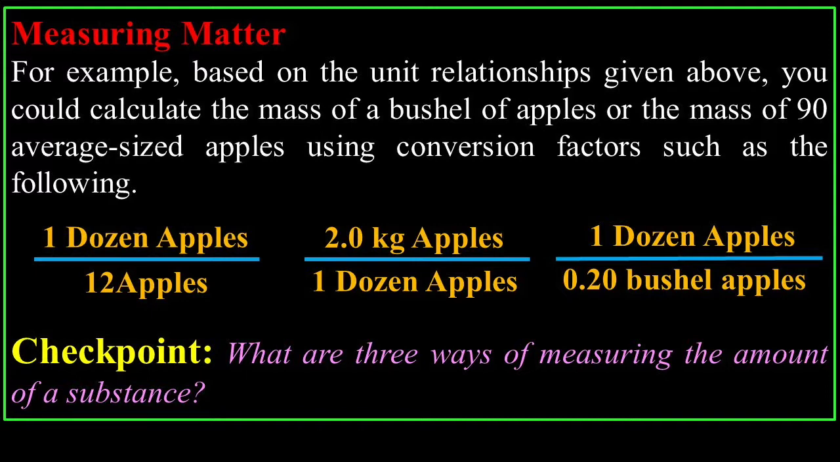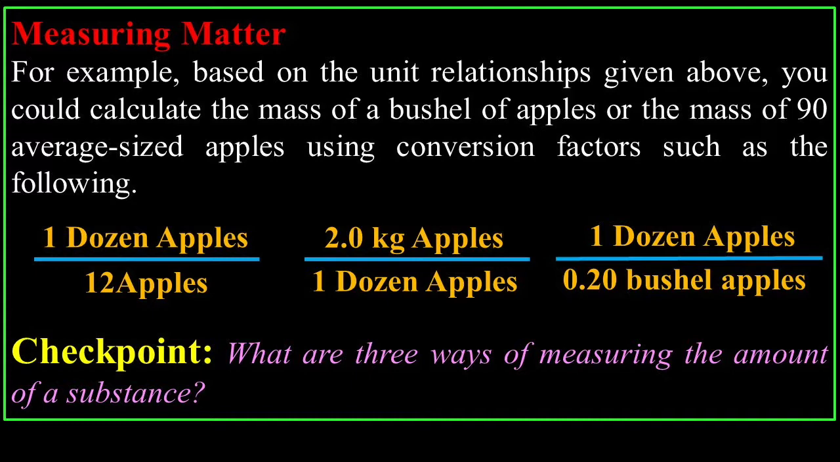For example, based on unit relationships given above, you could calculate the mass of a bushel of apples or a mass of 90 average size apples using conversion factors such as the following: 1 dozen apples over 12 apples, 2 kilograms of apples over 1 dozen apples, 1 dozen apples over 0.2 bushel apples.